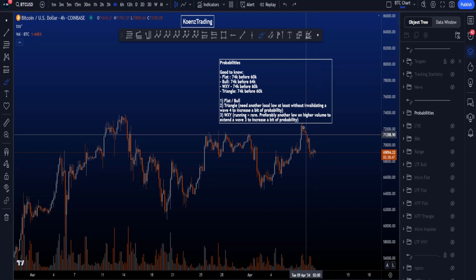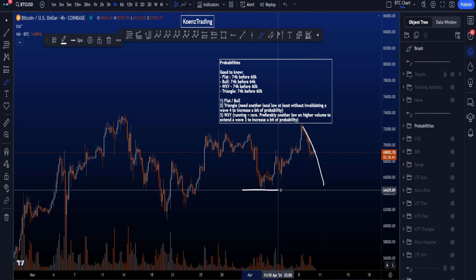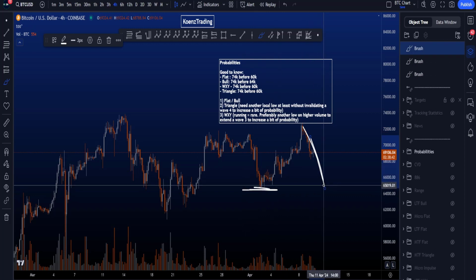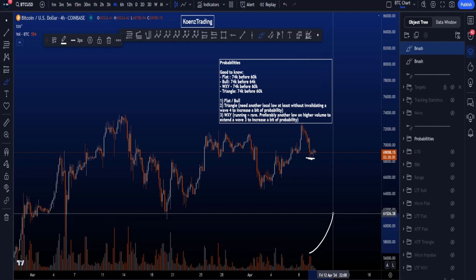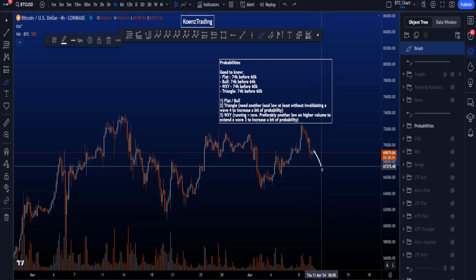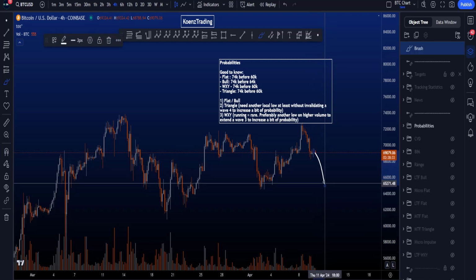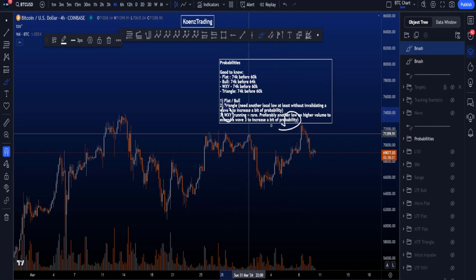So preferably, if we want to reach a bigger wave C, or at least reach the low with a bigger wave C, we want to see another low, and preferably on increased volume, to extend the wave 3 to the downside and increase a little bit of probability for this particular scenario.